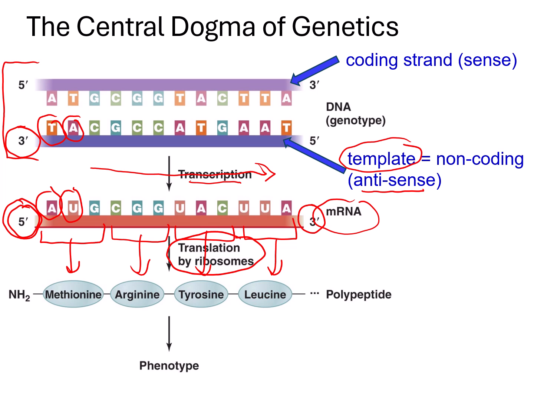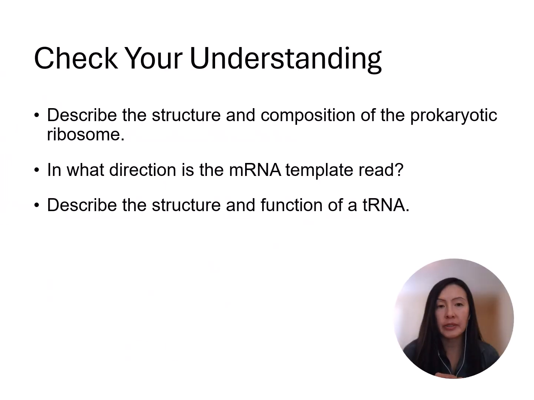And then eventually this will lead to the building of our proteins, which ultimately lead to the physical characteristics we see. All right, our next checkpoint, the first question asks, describe the structure and composition of the prokaryotic ribosome. So prokaryotic ribosomes are 70S, and they are made of 2 subunits, a 30S small subunit and a 50S large subunit. Each of the 2 subunits includes both ribosomal RNAs and proteins, and together they form the site where translation occurs.